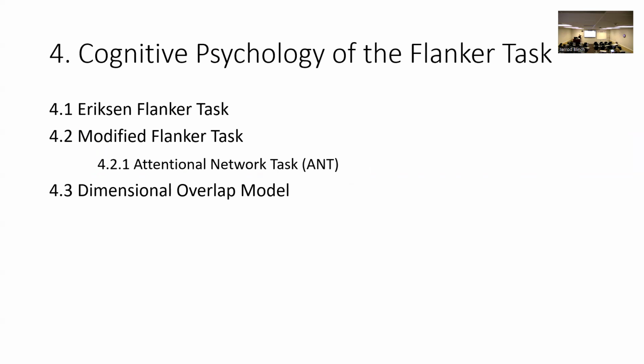Yeah, so here's kind of our topics for this section. We'll talk about the Erikson flanker task. I think instead of calling it Erikson, we just refer to it as the Erikson flanker task, hopefully acknowledging both authors. Then we'll get to the modified flanker task. That's the one we're going to use. It is very famously used in the attentional network task. So we'll talk about what that is. And then we'll talk about a model that explains the modified flanker task, the original flanker task, even things like Stroop, stimulus response compatibility. It's the dimensional overlap model. And it's kind of like the dual processing model, but a little different.